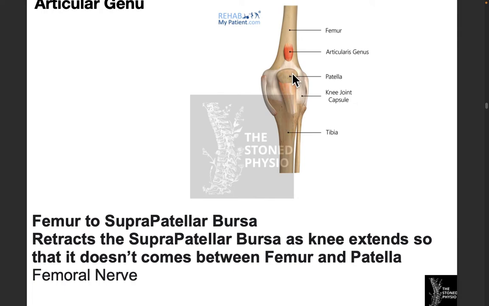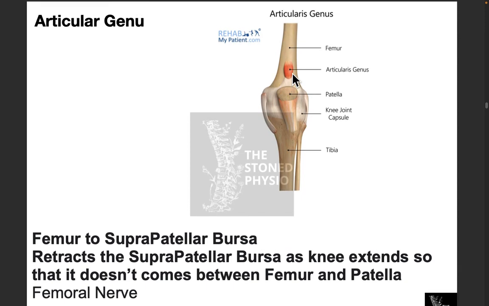And we will see in knee joint biomechanics that there are again different types of movements of the patella. The patella has its own patellar flexion and patellar extension, along with that there are different patellar rotations, so we will discuss that. But here we can see that it moves inferiorly with knee flexion and superiorly with knee extension. And simply the contraction of the articularis genu retracts the suprapatellar bursa so that it doesn't get compressed between the patella and the femur. Okay? And the nerve supply is simply the femoral nerve.